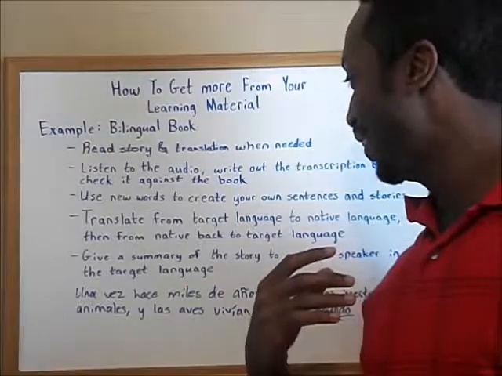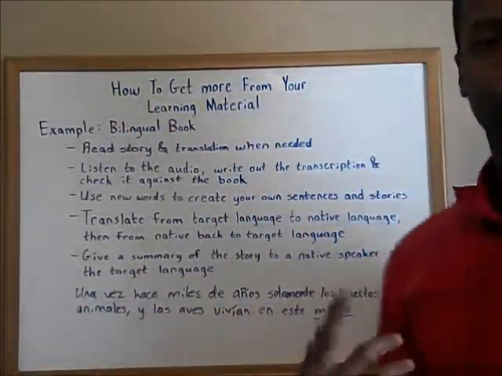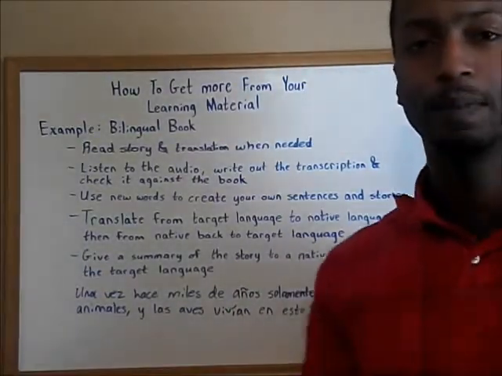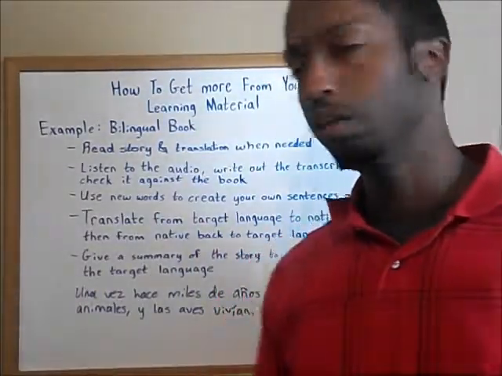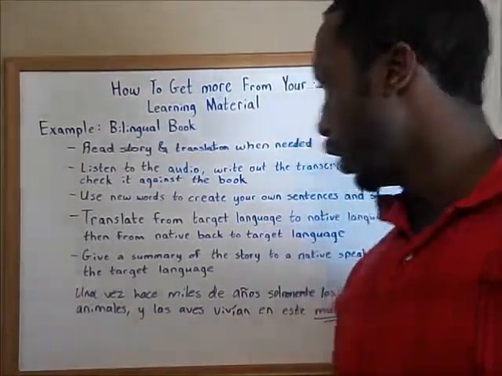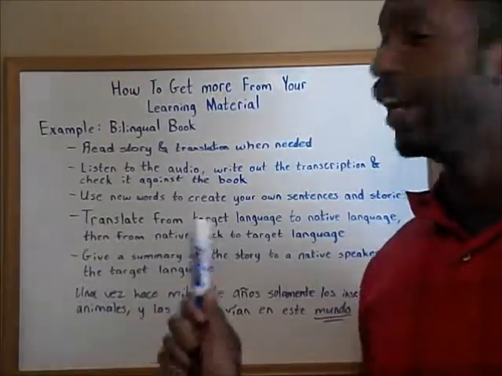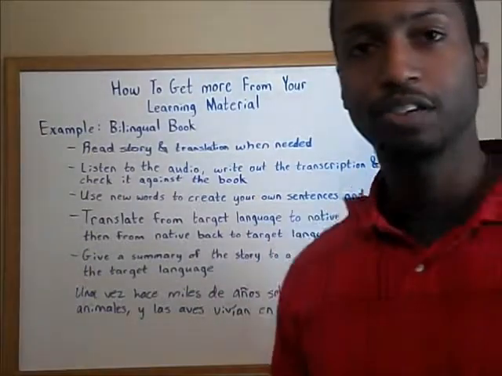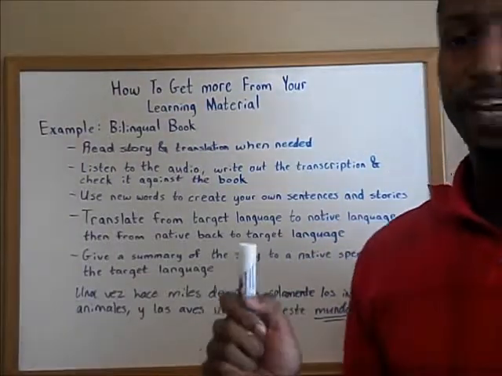Okay, so number 5, the last one, is you give a summary of the story to a native speaker in the target language. You can do this speaking, which is my favorite way to do it. So I try to speak it out to a native speaker and tell them what the story was about. You can write it out as well, whatever way makes you feel more comfortable. This one will test you for real. It will let you see how good you are with talking in past tense, future tense, and just putting your thoughts together. So I recommend that.